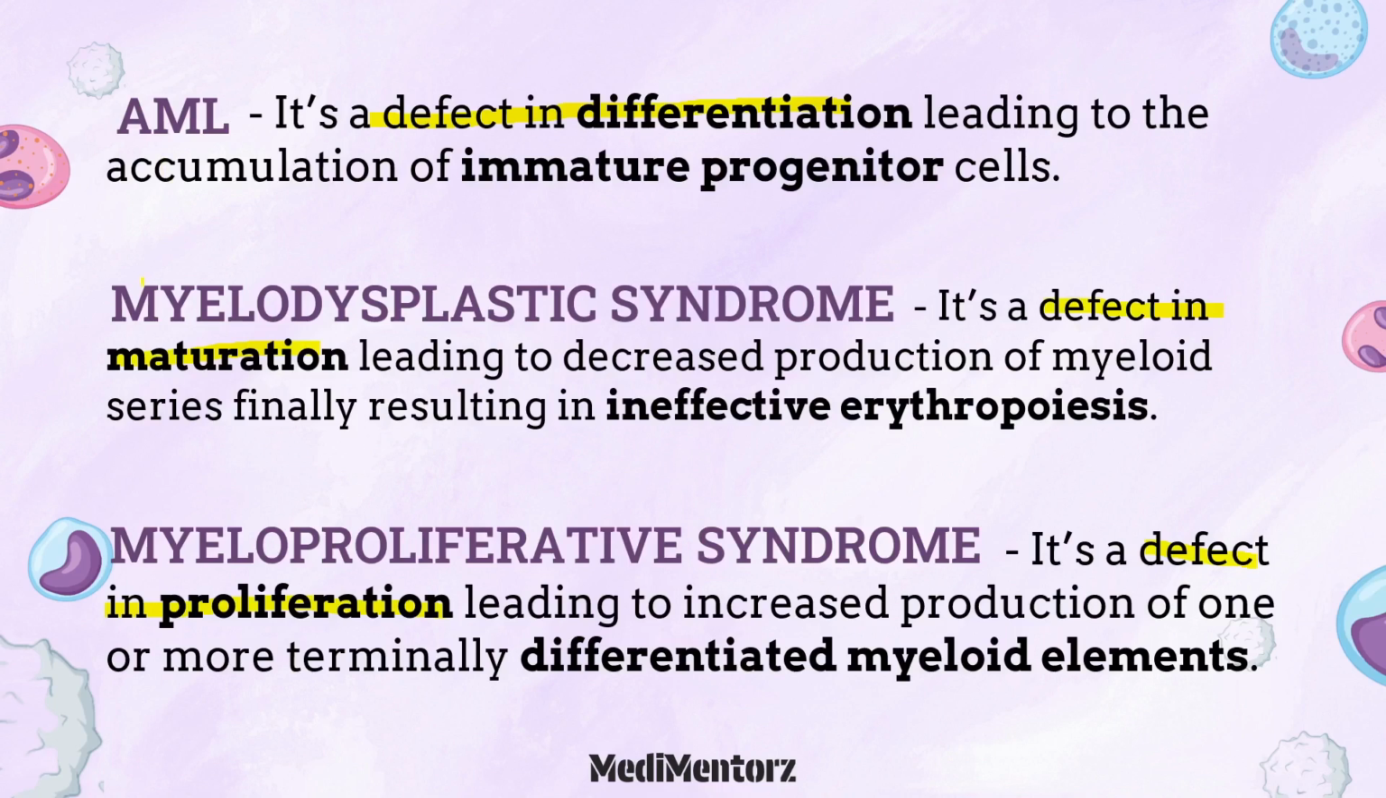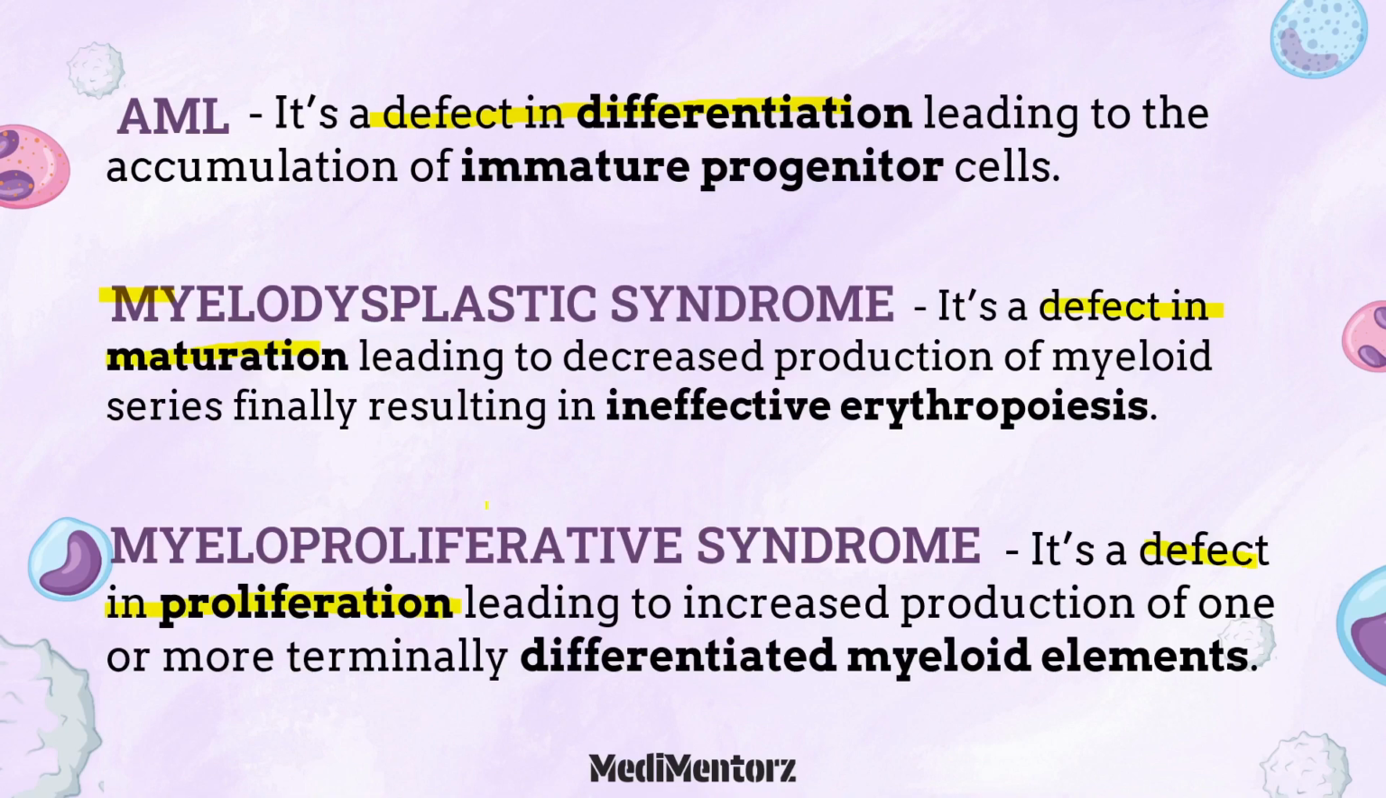You guys will be confused between the myelodysplastic syndrome and AML. To remember it in an easier manner, you just remember M for M. So myelodysplastic syndrome for maturation and AML for differentiation, and for myeloproliferative syndrome, as the name suggests, it results in increased proliferation of the myeloid elements.